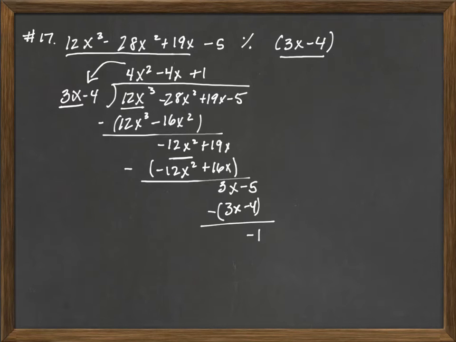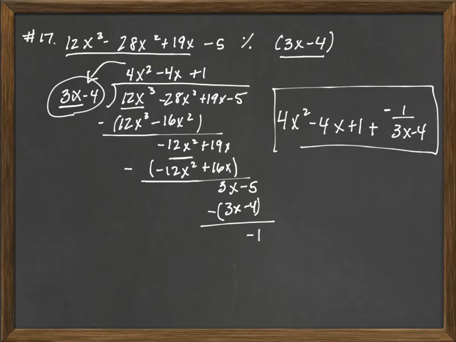So how I write that is I take that whole number, the negative 1, and put it over the divisor. So here's how you write the answer. 4x squared minus 4x plus 1 minus 1 over 3x minus 4. And you could put plus and then put a negative out here, it doesn't matter. So there is number 17.